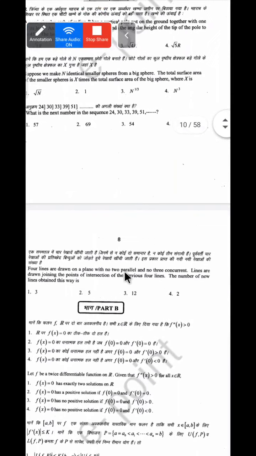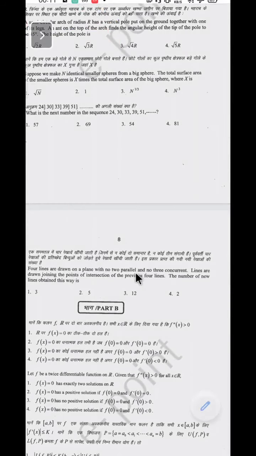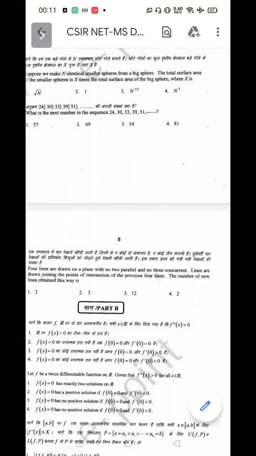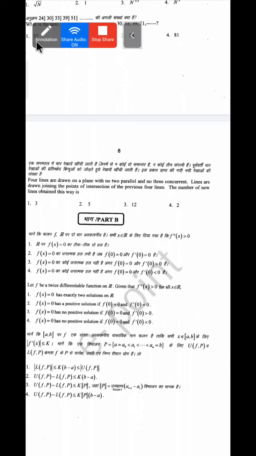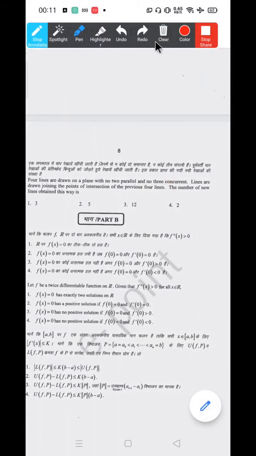4 lines are drawn in a plane with 2 parallel and no 3 concurrent. The intersection of the lines drawn gives the number of new lines. Okay, I'll skip this question. Let me start with our mathematics part. What is the first one?